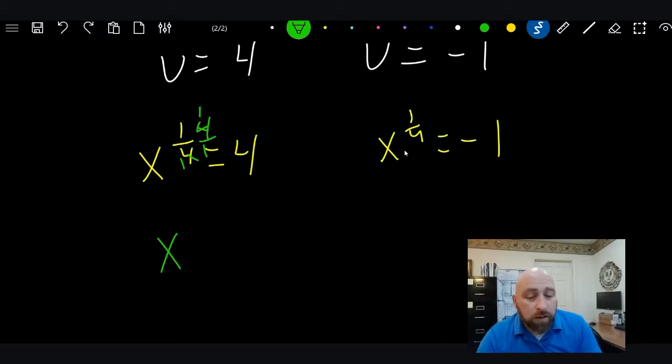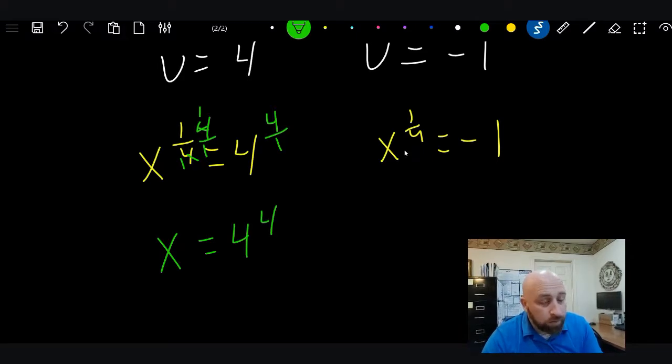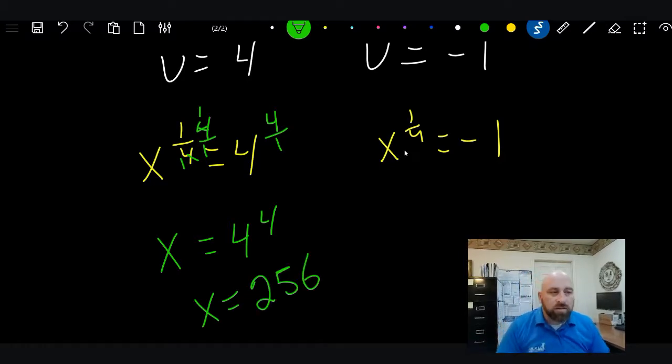That's all I need. But if I do it to this side, I also have to do it to this side. I have to multiply that by 4 over 1, or 4 over 1 is the same as saying to the 4th. What is 4 to the 4th? Well, you would get x equals, you could do that on your calculator, 4 times 4 times 4 times 4, and you would get 256. X equals 256. So that's how you would solve that one out.